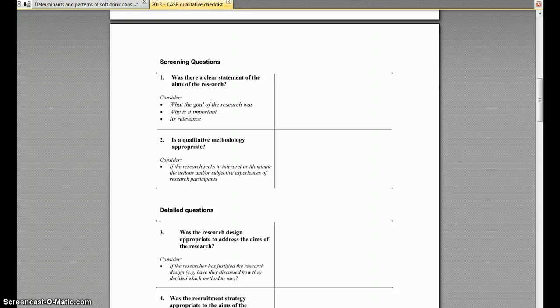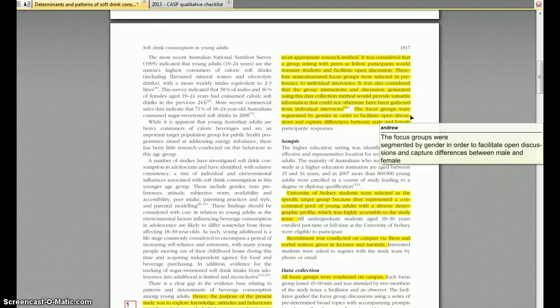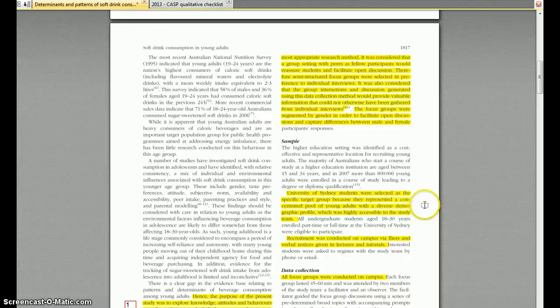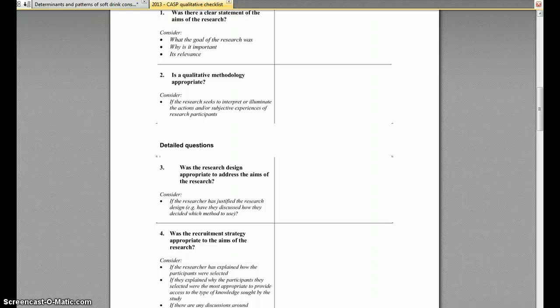So have they discussed how they decided which method to use? They give a number of justifications in terms of the segmentation of the groups into male and female, because they anticipated difference in behaviours between them. They mentioned that they used an opportunistic sample because they were able to lay their hands on a concentrated pool of young adults that is accessible to the study team. And we should bear in mind that as a potential limitation, and indeed the authors do discuss this later on. So, was the recruitment strategy appropriate to the aims of the research?